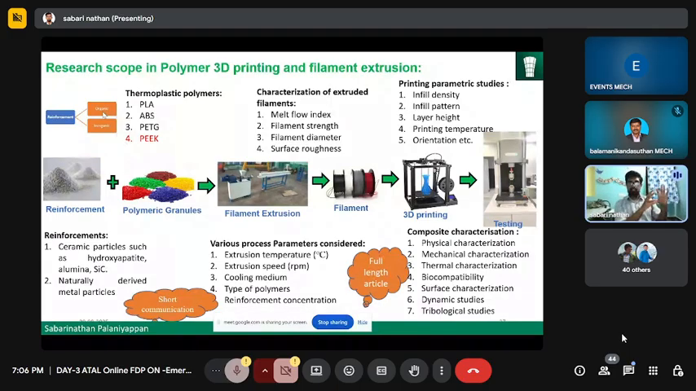So we have selected these kinds of materials and we have synthesized hydroxyapatite from these shells, and we have put this material along with various kinds of polymers, and we are extruding the filaments. After extruding the filaments, you can characterize the filament. The filament properties themselves you can publish as a short communication paper, like melt flow index, filament strength, filament diameter, surface roughness.